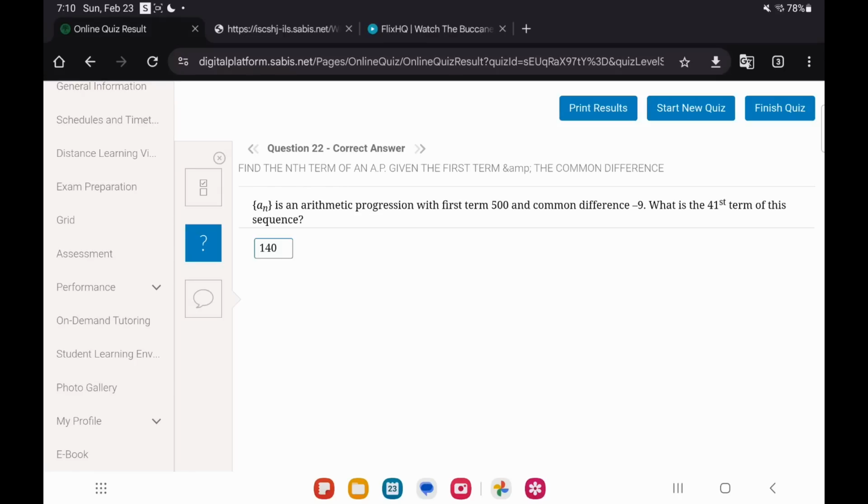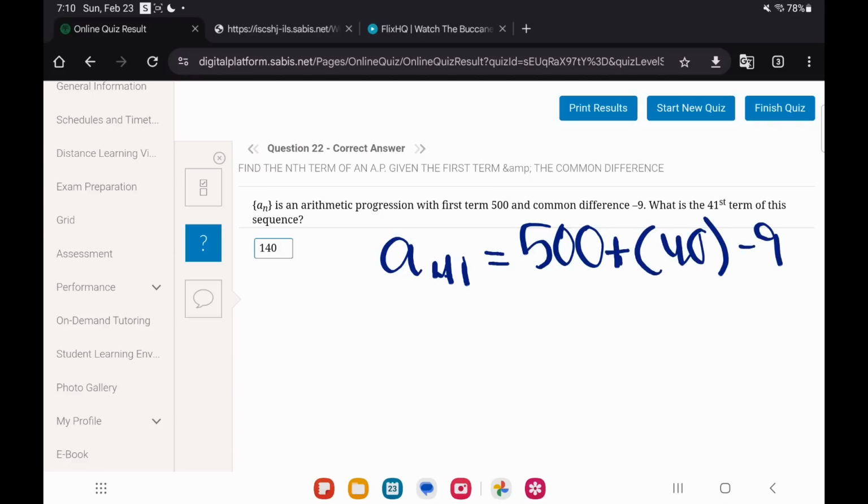Okay, now this is another formula for the sums. Actually, no, never mind, this is not the question. But this is also the same formula. Let's just write it because we already wrote the rule. A41 equals a1, so 500 plus 41 minus 1, which is 40, and then minus 9. The answer you get is 140, and that is your answer.